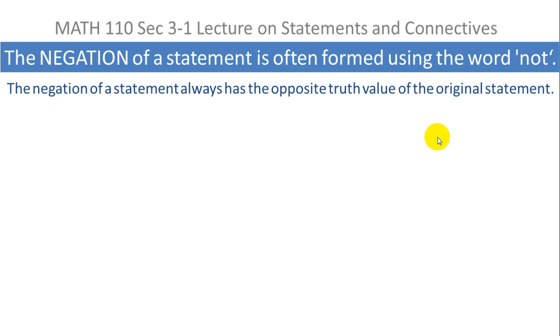One of the things we'll spend quite a bit of time on is talking about the negation of a statement. In the simplest cases, you'll just put the word not in, or if the not's already in there, you'll take the word not out. The negation of a statement is basically going to always change the truth value to its opposite. So if the statement were true, the negation would be false. If the negation were true, the original statement would be false.